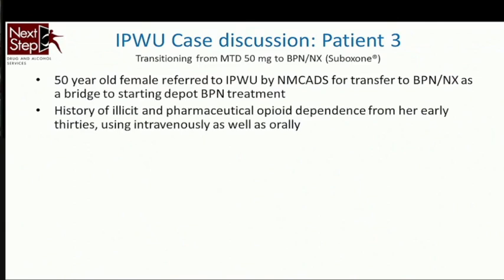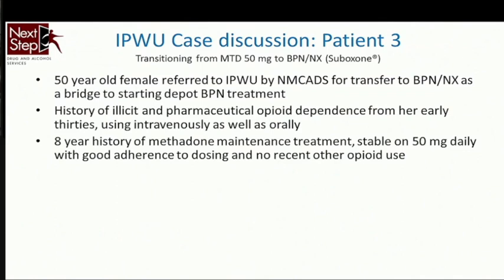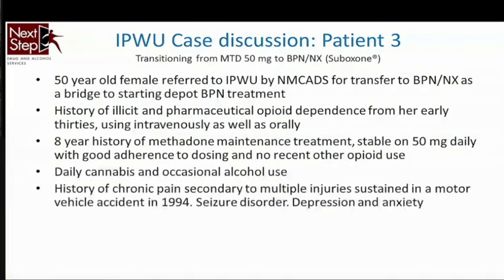She had a history of illicit and pharmaceutical opioid dependence from her early 30s, and her main issue was that she'd been stable on 50 milligrams for a long time. She wasn't really using any opiates, but she was having trouble going to the pharmacy every day, and she just felt that she had other physical health issues, mental health issues.